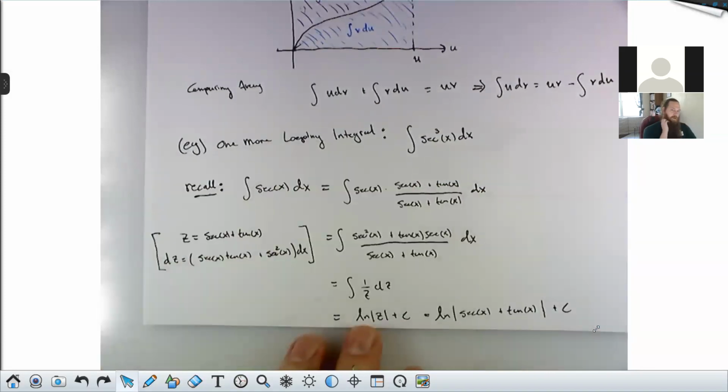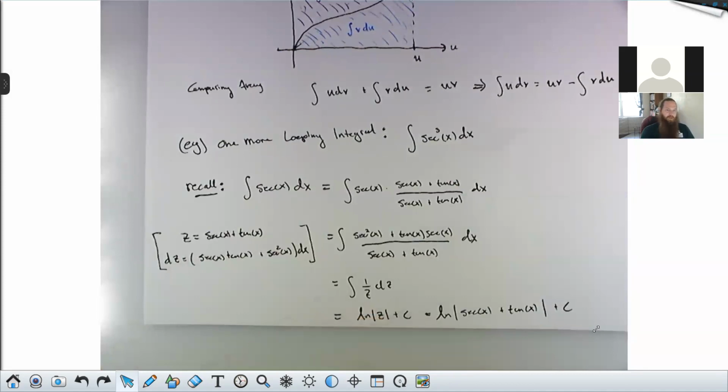So in order to do the looping integral, secant cubed, you've got to remember the integral of secant. And most people memorize this one. Most people memorize the integral of secant is the natural log of secant plus tangent. Just like you memorize your other standard trig integrals, right? Nobody's going through a procedure to remember how to integrate cosine. You just remember, oh, integral of cosine is sine. Nobody goes through a procedure to integrate secant squared. You just remember, oh, integral of secant squared is tangent.